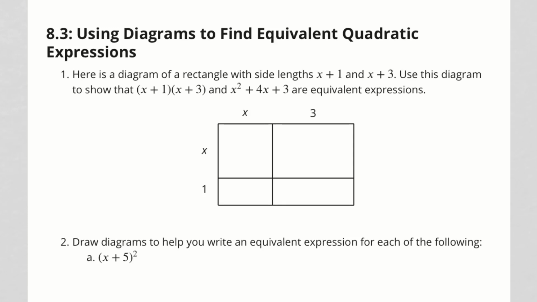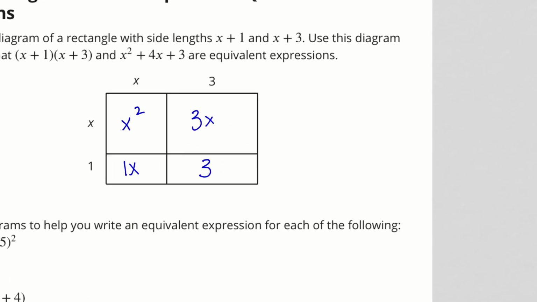What was x times x? X squared. What was 3 times x? 3x. X times 1, 1x. And 3 times 1, 3. So if we take everything that's in the center, we're going to add it all together because everything's positive. So we have x squared plus 3x plus 1x plus 3.